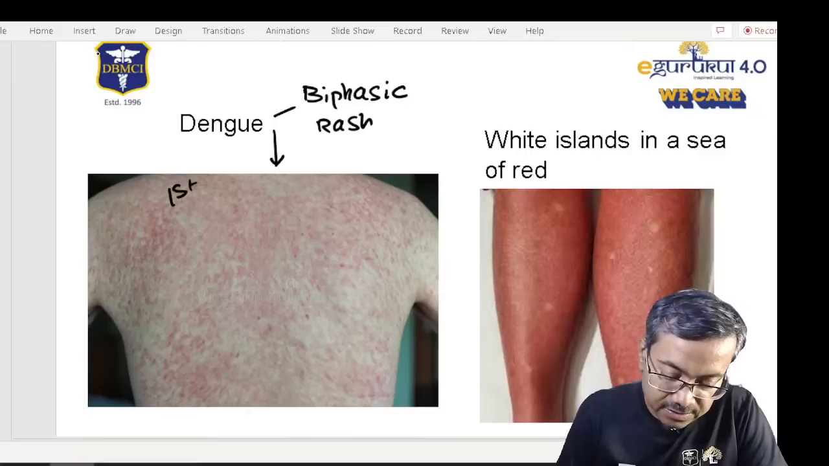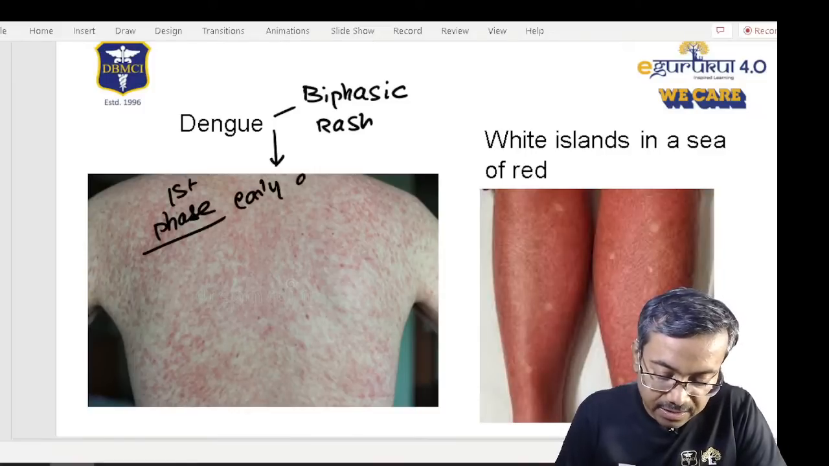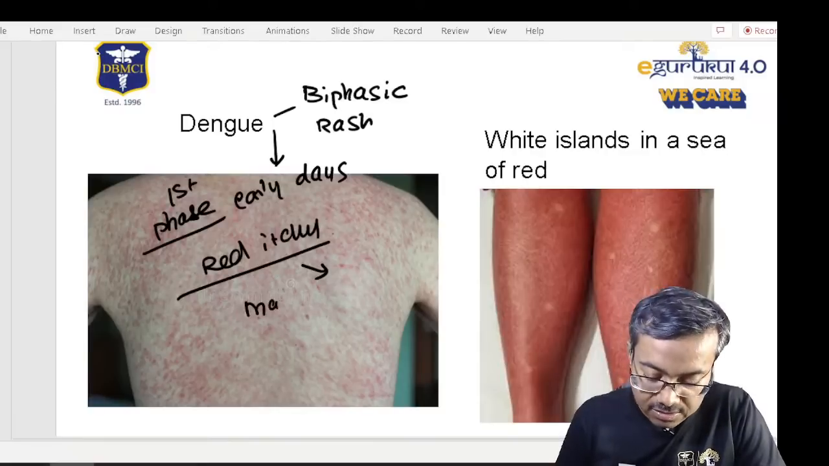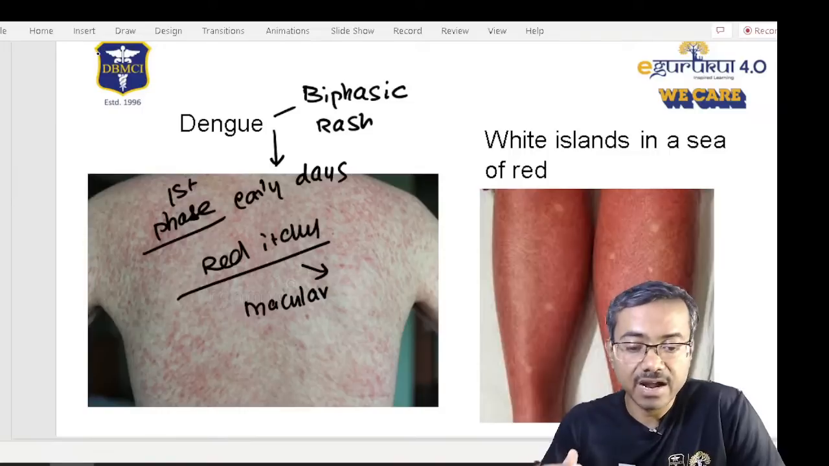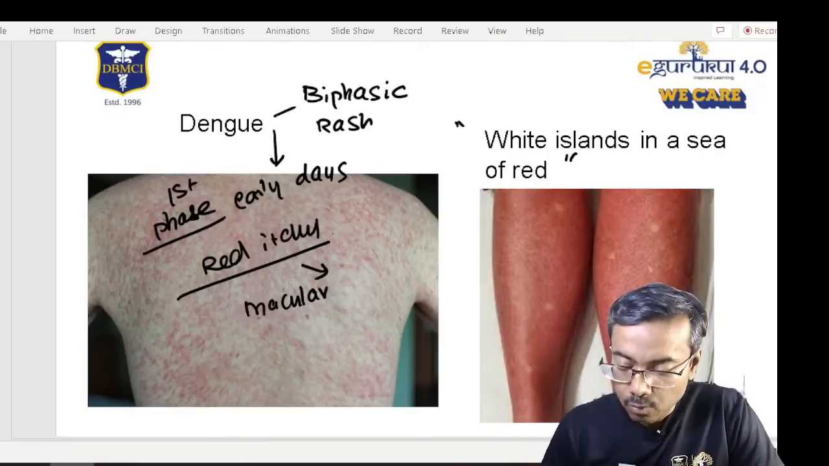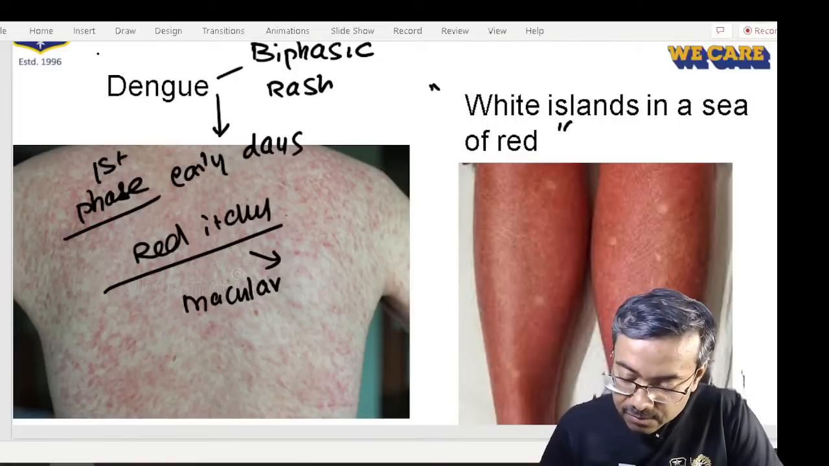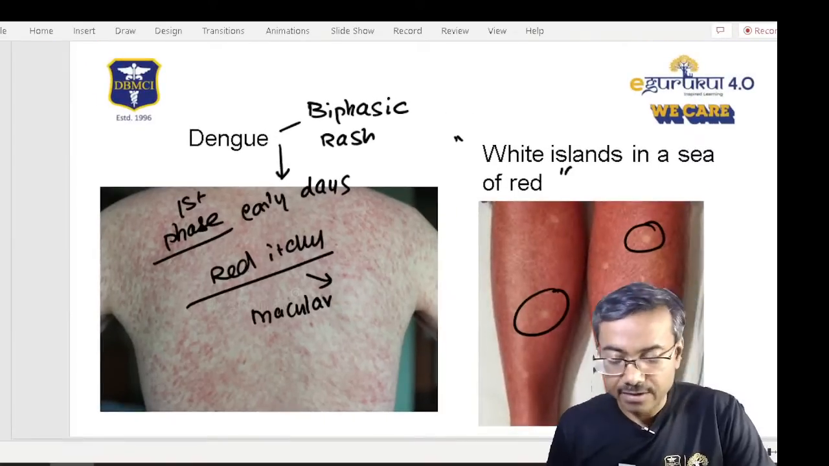The first phase of the rash is in the early days of dengue, where you have just a red, itchy rash. Can you see the red itchy rash, which is also called a macular rash, a flat rash? That's the red rash in the beginning. There's also a very typical term, white islands in a sea of red. Meaning, can you see this is all red, but can you see some white spots? So, white islands in a sea of red.